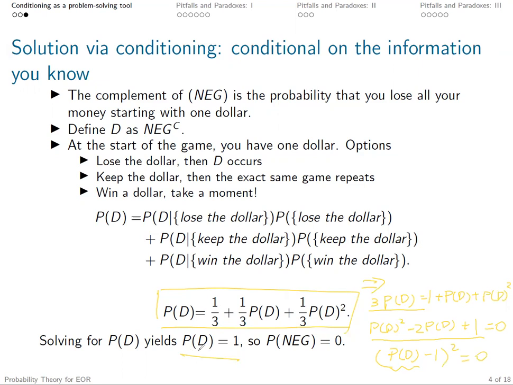Now if we know PD is equal to 1, because NEJ is the complement of D, we know the probability of a never-ending game is equal to 1 minus PD, which will be 0. So the game always ends in the end.